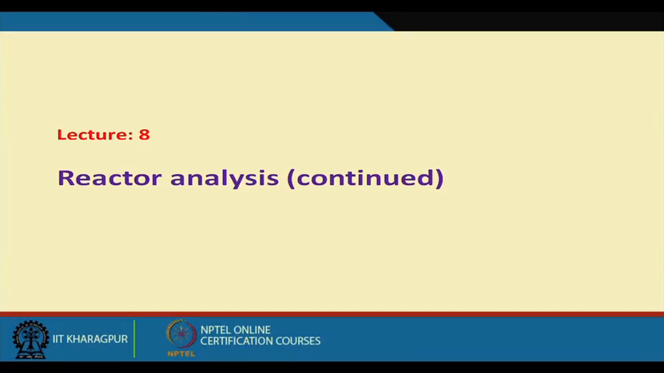Now, I am going to discuss reactor analysis, the continuation of my previous lecture. In the last lecture I tried to show you how we can analyze the reactor, and I told you the reactor can be classified into two types: one is called batch reactor and the other is continuous reactor.